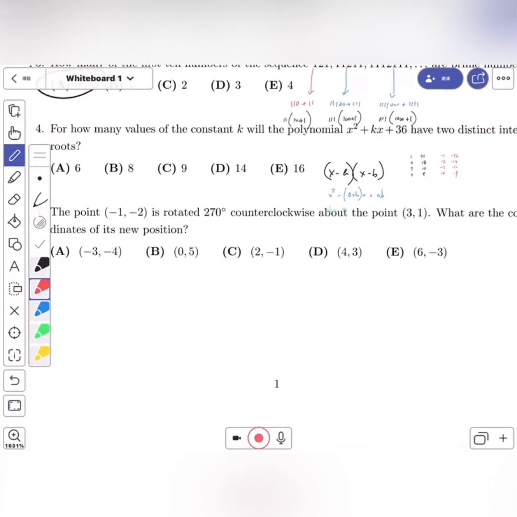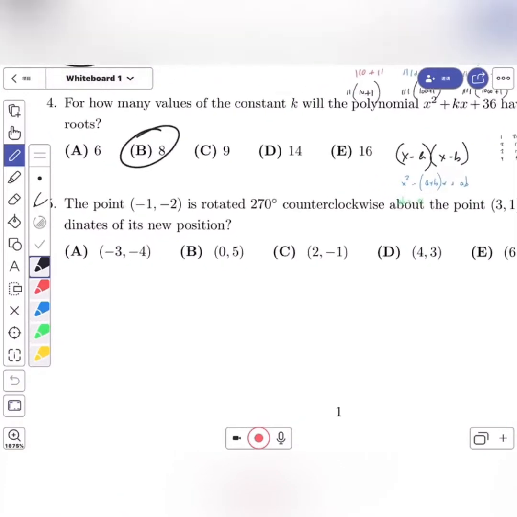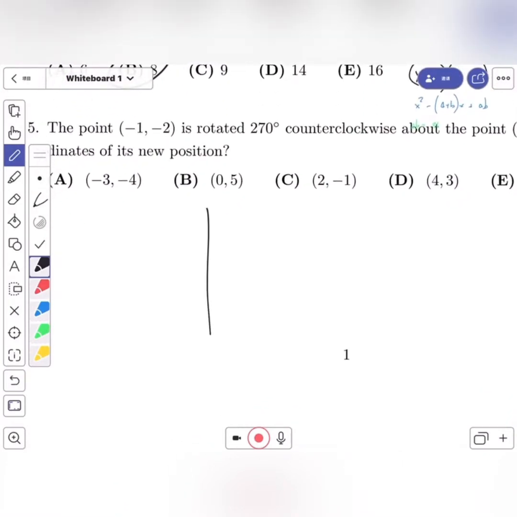Okay, now let's go on to number 5. Number 5 says that the point -1, -2 is rotated 270 clockwise about the point 3, 1. What are the coordinates of this new position? Okay, let's first start by just drawing out a coordinate plane. And we just finished drawing it out.